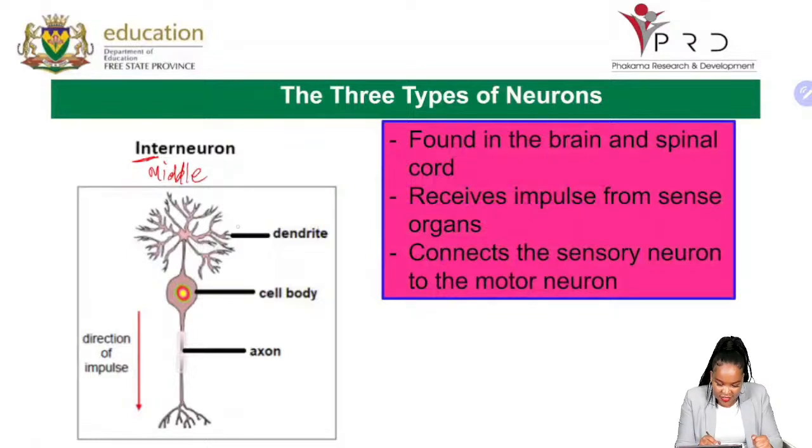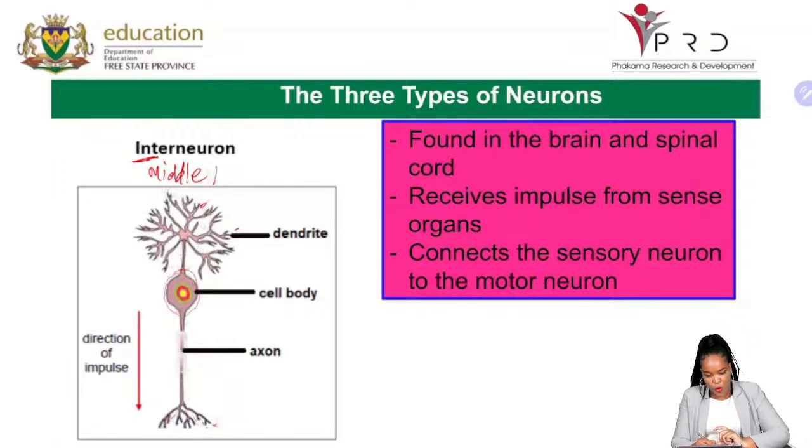So it has dendrites there at the top to receive impulses or transmissions from the sensory. And then the cell body is right in the middle, in the center of the axon there. And then you find the dendrites there. So how do you know an interneuron? An interneuron starts with the dendrites, ends with the dendrites. So it's the one that we find in the middle of the sensory and the motor. Its function is to transmit impulses from the sensory to the motor.